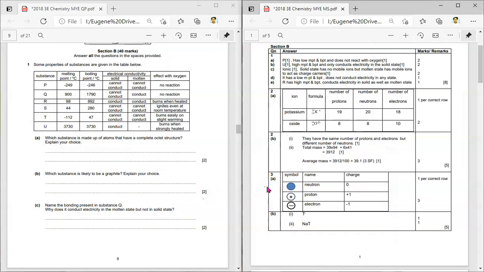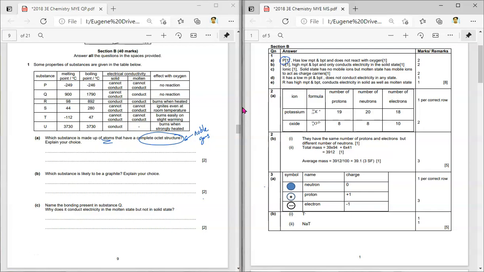First one, which substance is made of atoms that have a complete octet structure? Complete octet structure means that it should be a noble gas, and atoms only, right? The key idea here is noble gas, which has a low melting and boiling point. So the answer would be P.